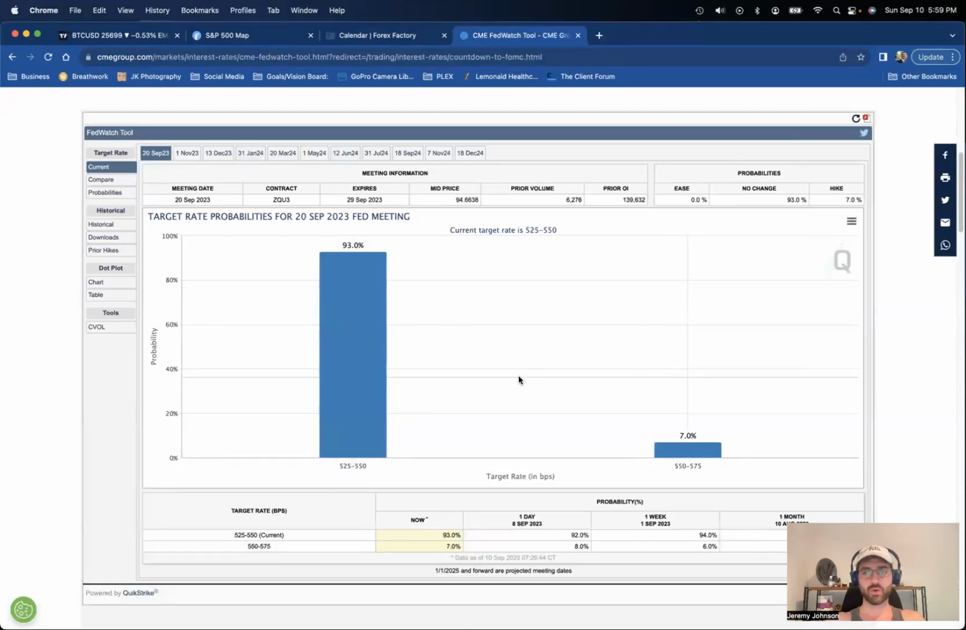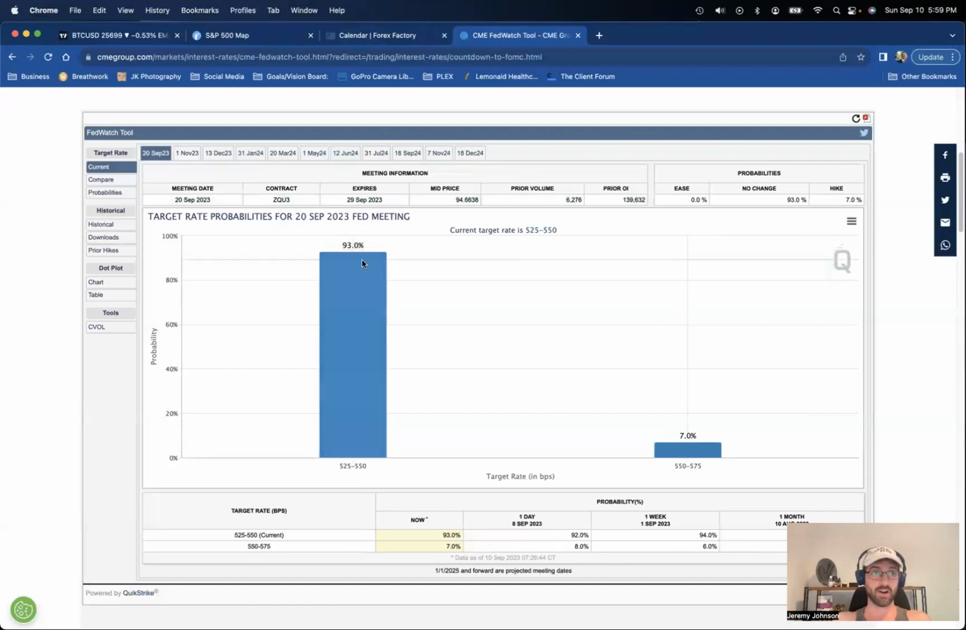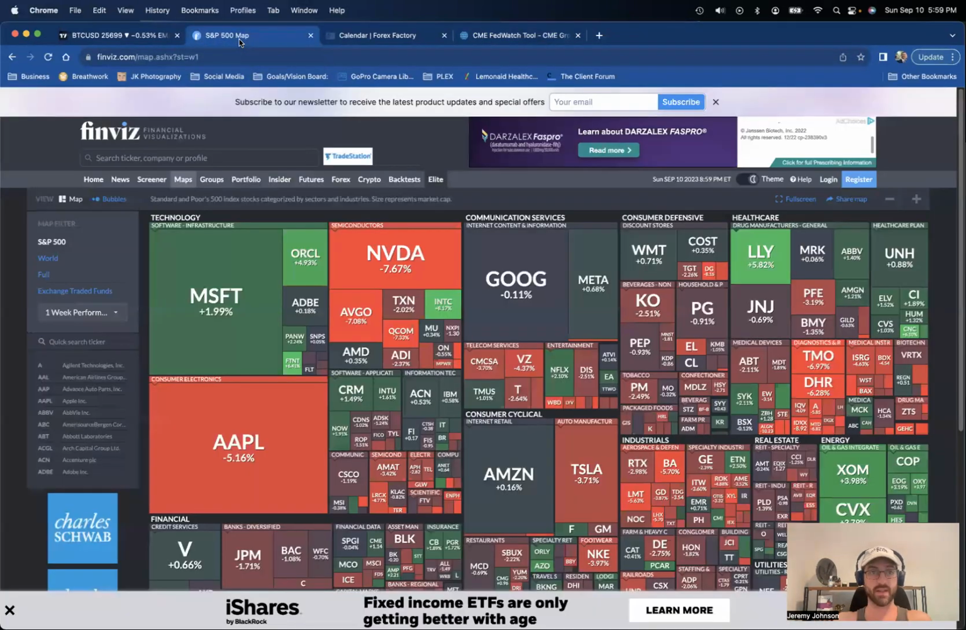If we go out to the Fed tool real quick, we are still expecting that rate pause in September. We have a meeting coming up on the 20th of September with the Federal Reserve. It is widely expected that rates are going to pause, at 93% as of right now estimated. This can change very quickly based on what we get this week though, and this is the last economic data before we go into that September 20th meeting. So keep an eye on this through CME Group. Very, very important for this week, especially to see where that closes.